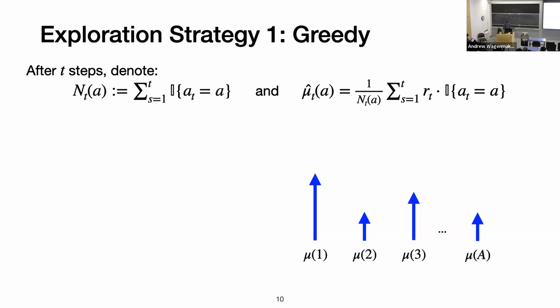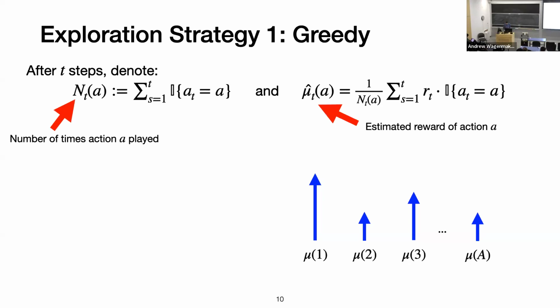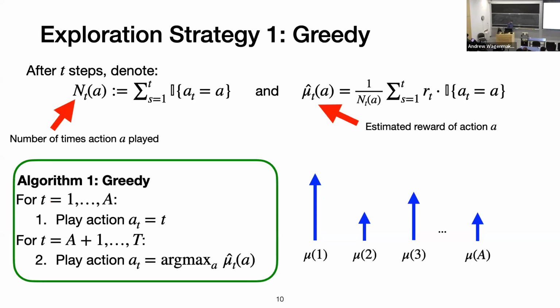So let's think about the simplest possible algorithm we could run here. I'll call this the greedy algorithm. What this algorithm does is, first, we don't know anything initially, so I'll play every action one time. I'll collect one observation from every action and form this mu hat for every action. And then for all the rest of the time, I'm simply going to play the action that has the largest value of mu hat_t, the one that has the largest reward I've observed so far.